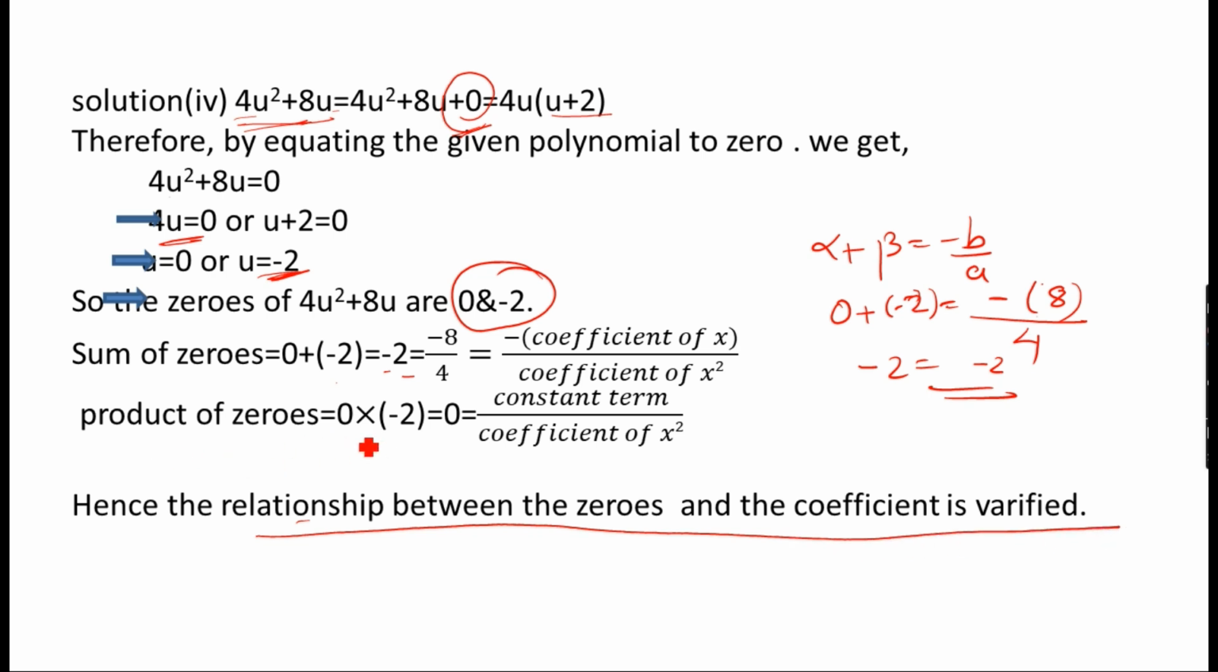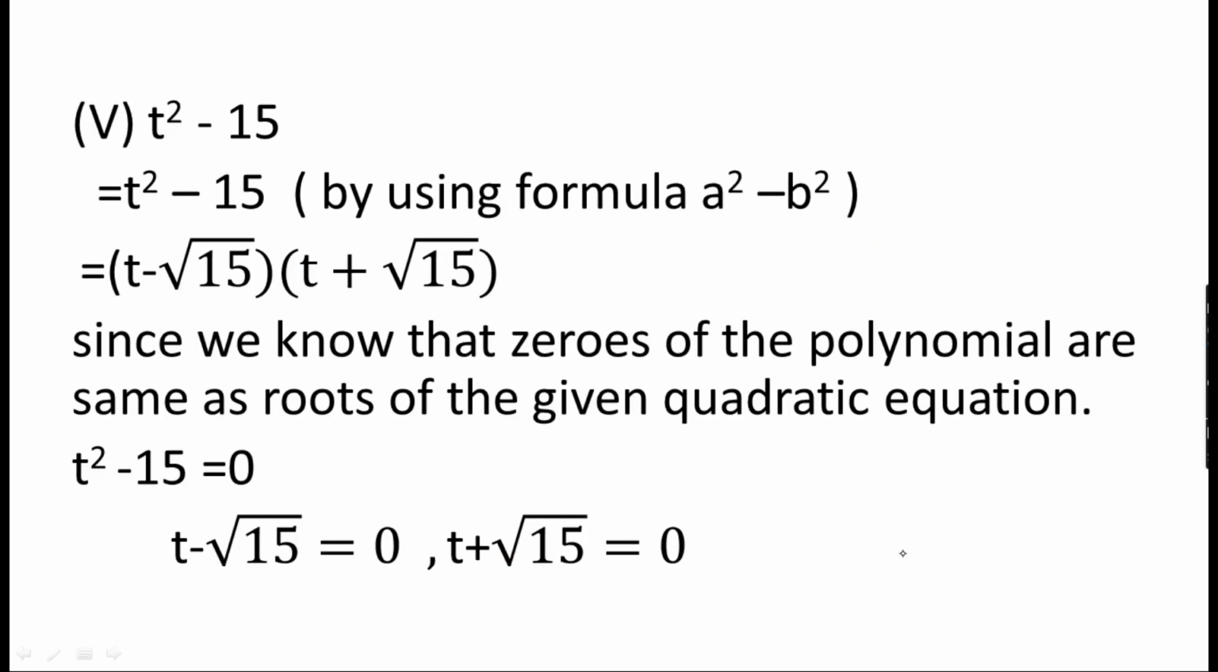Similarly, the product of the zeros, 0 times minus 2, is equal to 0, and for the constant term, we know that alpha beta is equal to c by a. Alpha beta is 0 times minus 2, equal to c by a. The value of c is 0 and the value of a is 4, which equals 0. Therefore, this 0 is equal to this 0. Hence, the relationship between the zeros and the coefficients is verified.